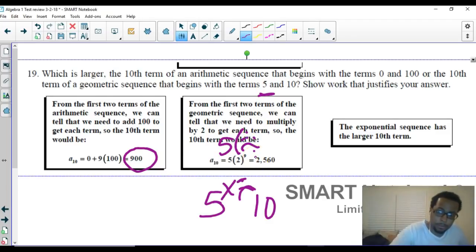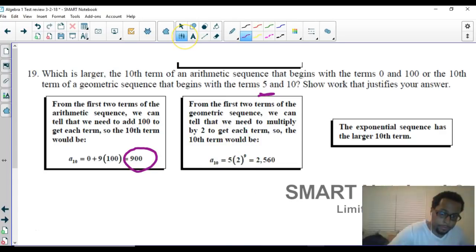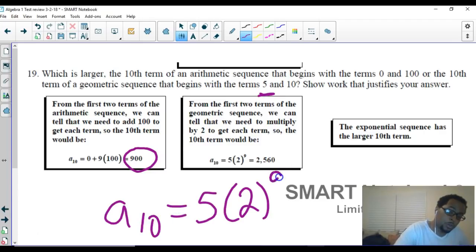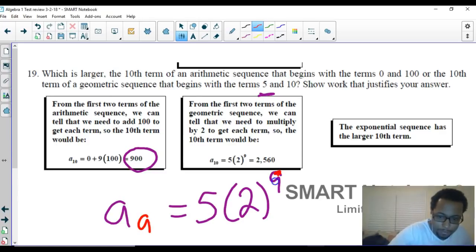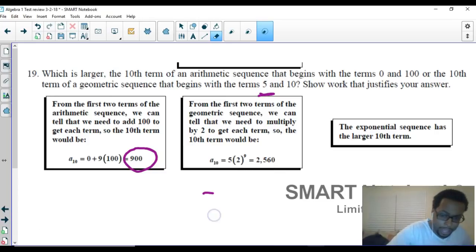Sorry, that didn't come out. Let me just write that clearer so we can see that one. So again, I started with 5 and did times 2. What term am I looking for? I'm looking for the 10th term. So if I'm looking for A10, I can't use 10, I have to use 9. If I'm looking for A9, what term would I have to use? I'd have to use 8. Okay? So, based on this, I get that answer.